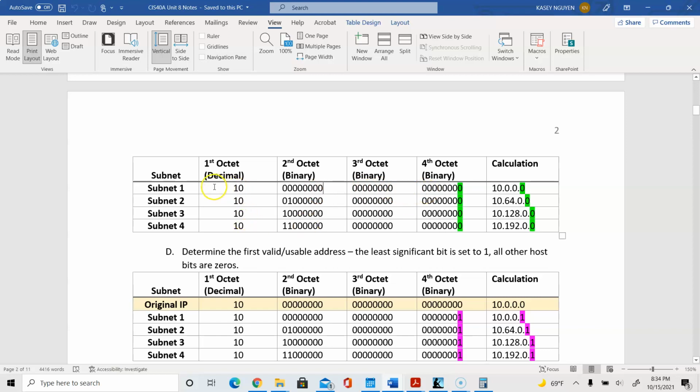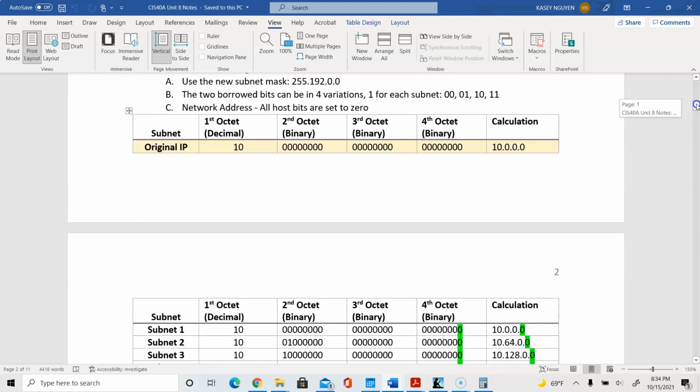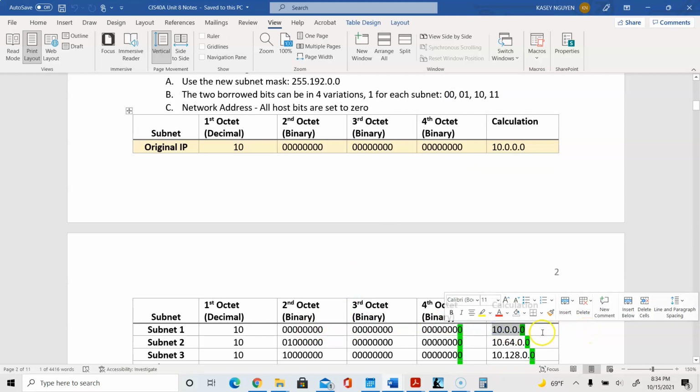So if we look at the first variation, that will be 0, 0. Then here we simply put everything to 0. We switch everything to 0. So you would have 10.0.0.0. That will be the first subnet network address.